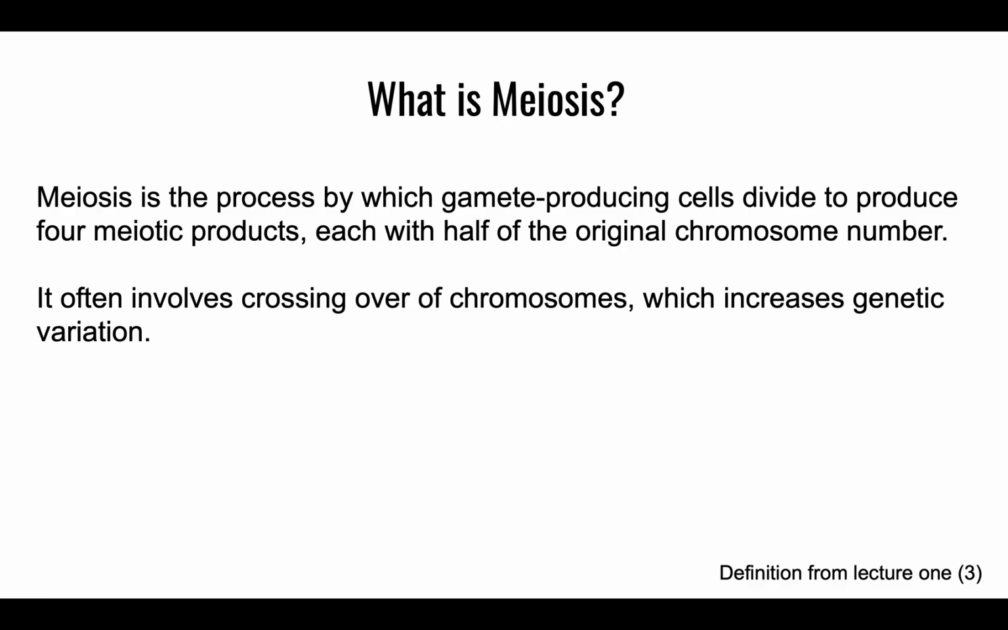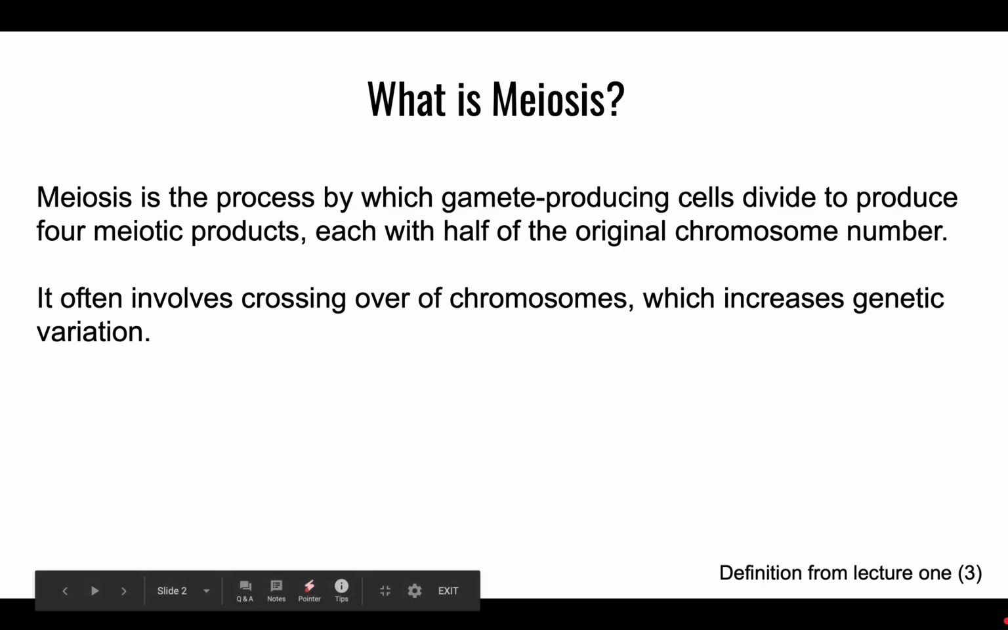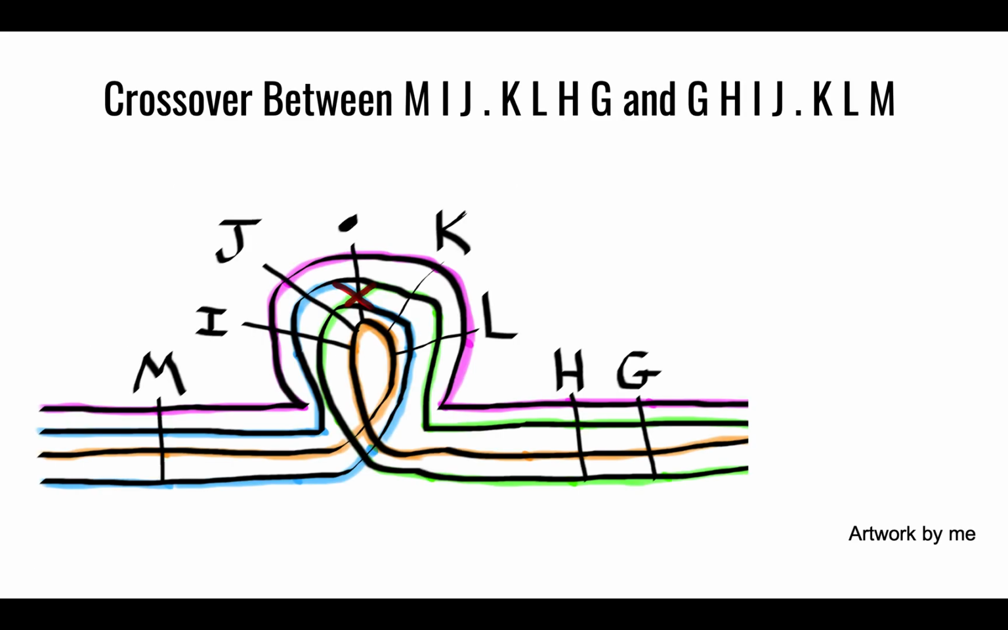What is meiosis? Meiosis is the process by which gamete-producing cells divide to produce 4 products, each of which have half of the original chromosome number. This often involves the crossing over of chromosomes during synapsis, which then increases the genetic variation.